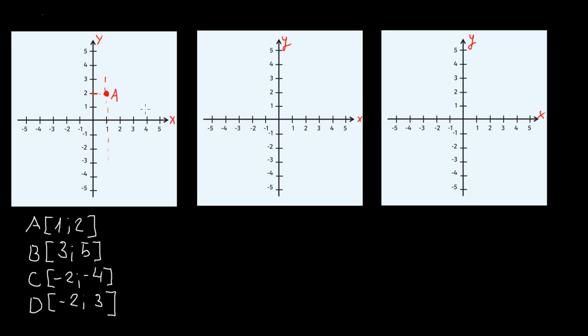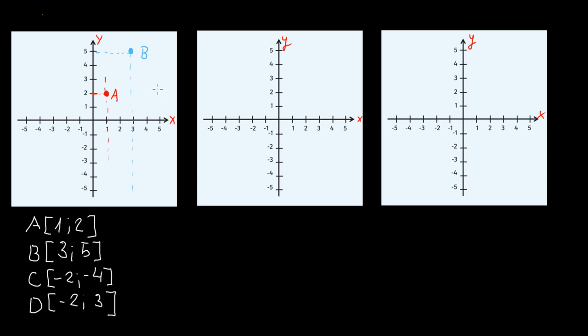Our second point, which I'll draw in blue, we're going right, towards the positive x, to 3. So we're somewhere here. And now we have to look at our y value, and our y value is 5. So this is my point B right here.